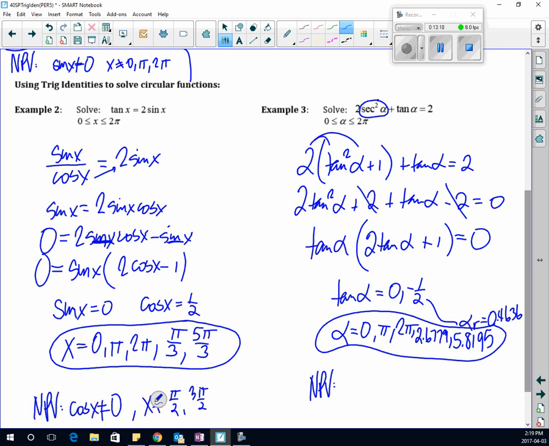Well, secant has a non-permissible and tan has a non-permissible, right? Oh, right, it's 1 over. Yeah, and actually they both end up being cos alpha, right? So cos alpha cannot equal 0, which means what? Alpha cannot equal, where is cos 0? Pi over 2 and 3 pi over 2, which doesn't even come into play.